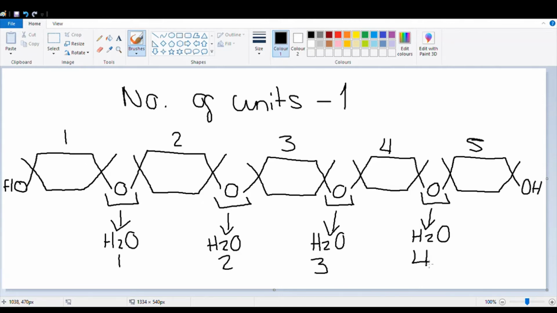A polysaccharide consists of 17 subunits. How many molecules of water would be needed to split it completely into its monosaccharide subunits? Number of units, 17. We subtract 1, and the answer would be 16 molecules of water would be needed to split it up into its monosaccharides.